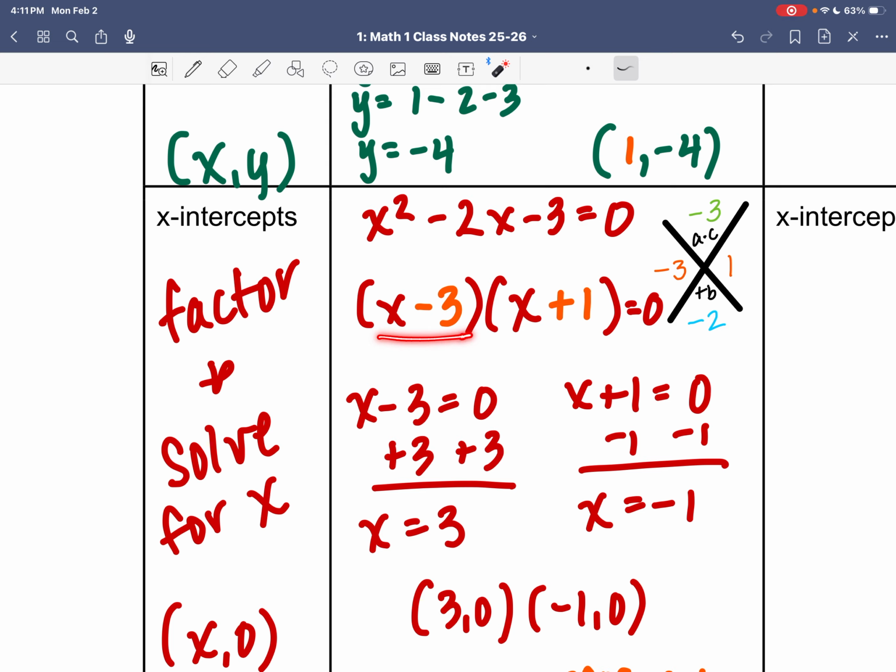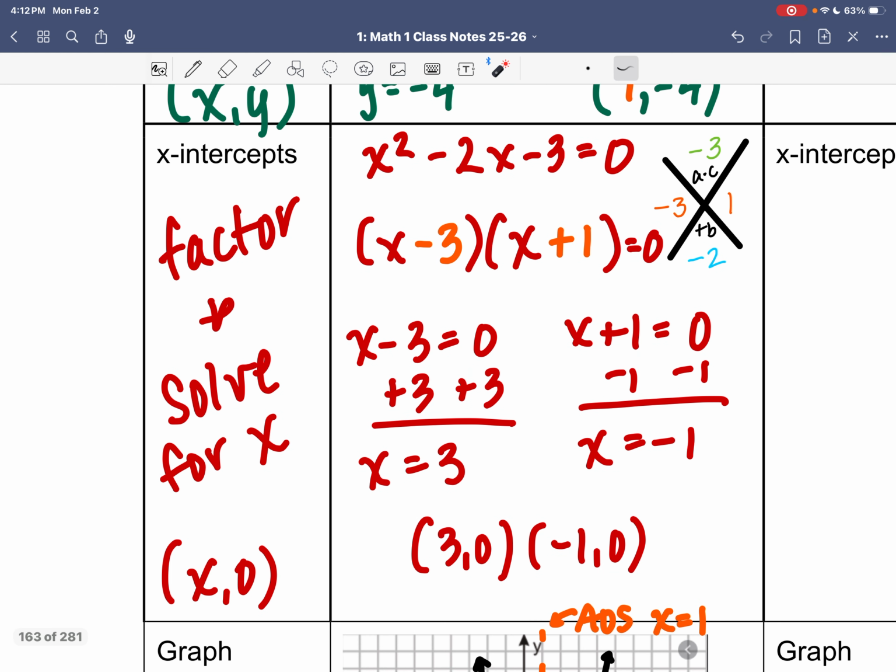So you're going to set this equal to 0, and then you're going to set this equal to 0, solve for x. So one answer is 3, or one intercept is 3. The other intercept is -1. So your two x-intercepts are (3, 0) and (-1, 0). So remember, your x-intercept is when y is 0.